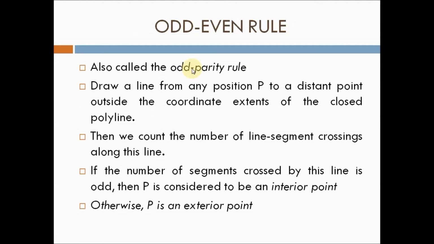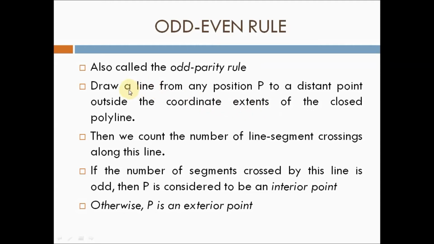So first I will take up the odd even rule. First I will explain the steps. Don't worry, if I take an example, then it will be easier for you to understand this rule in a better way. This odd even rule is also called the odd parity rule. Getting, guys? In this odd even rule, the first step is we have to draw a line from any position of the polygon. We have to draw the line in such a way that it crosses the polygon boundary and reaches the outside of the polygon. When I take the example, you will understand that.